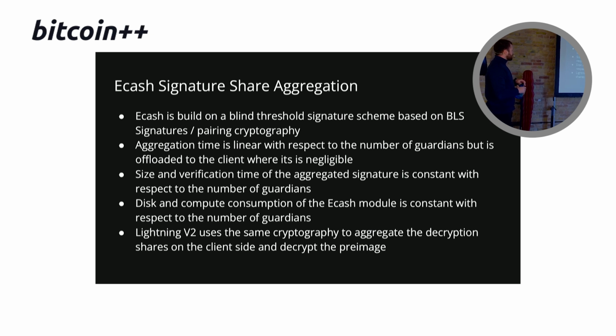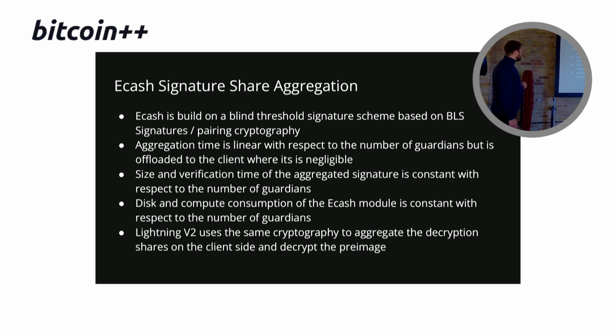Yeah, and this works very well. So in the system we have built, we have completely constant compute consumption and disk space consumption, no matter if you run a single Guardian system or if you run 4 or 5 or 20. No matter the number of Guardians, an ecash signature will always be 48 bytes, and it will always be verified in the same amount of time.